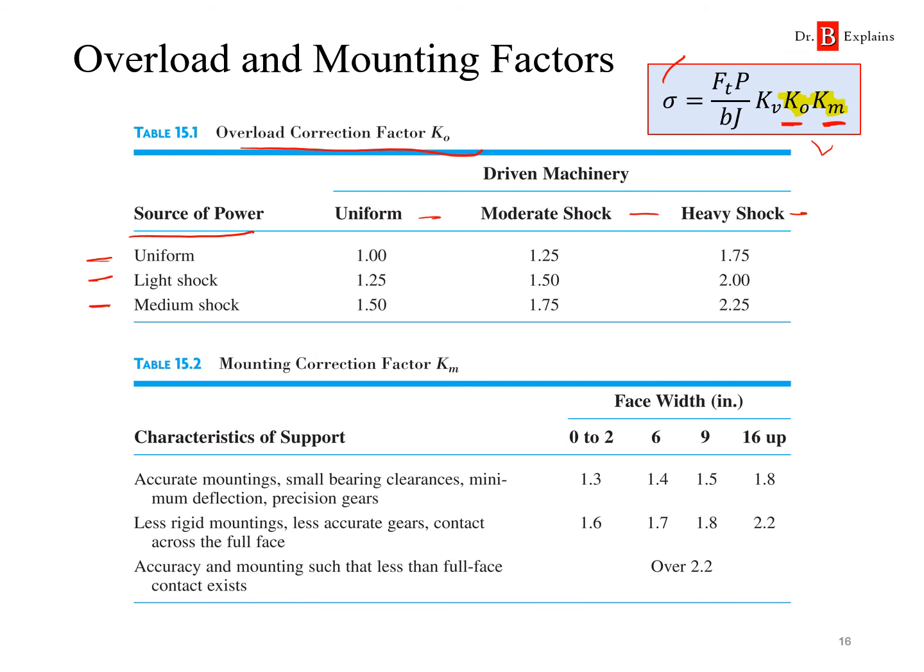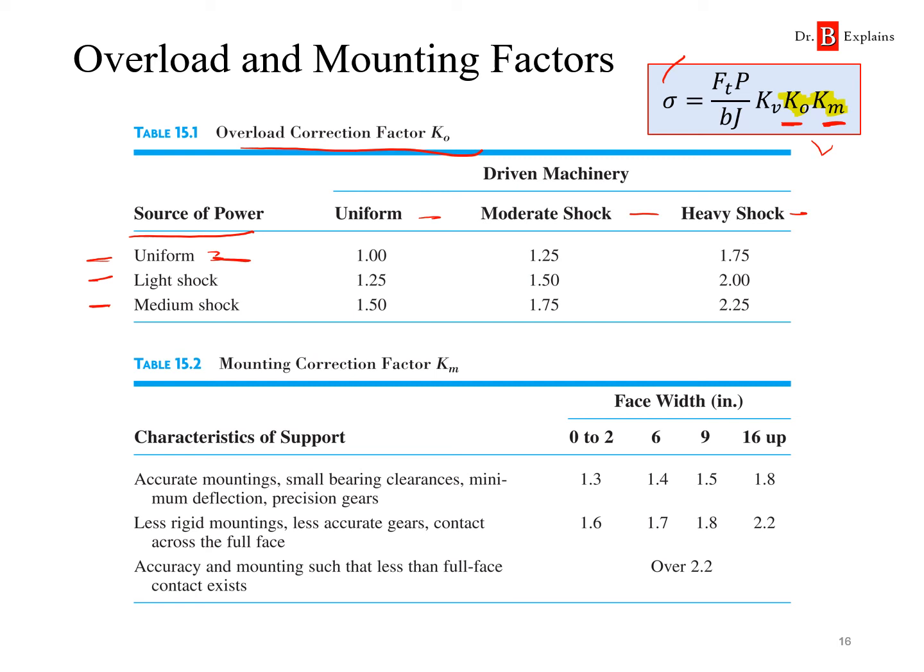So what is, for example, a source of uniform power? This could be like an electrical motor, right? What would be light shock to medium? So imagine a gear directly connected to a two-stroke engine, like on a go-kart. If the flywheel is not big enough, it's getting those impact loads every time the piston gets the spark, right? Anyways, so you would go here, right?